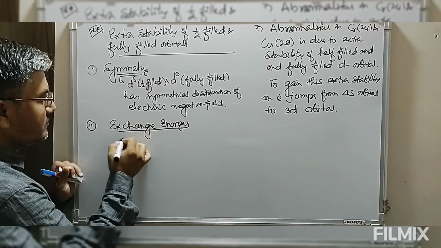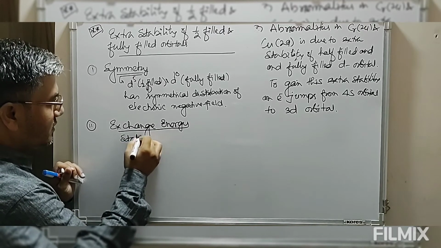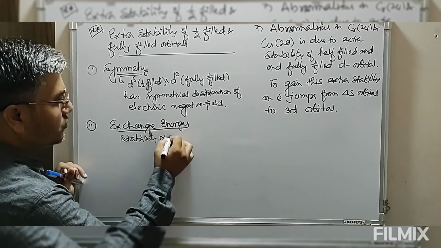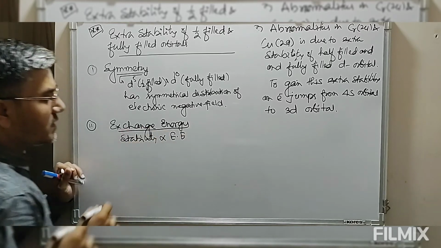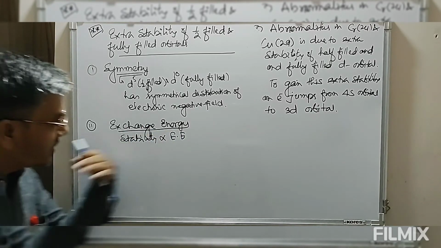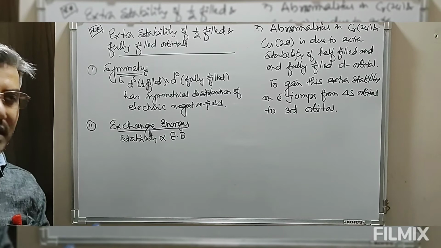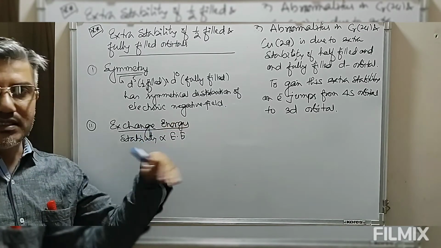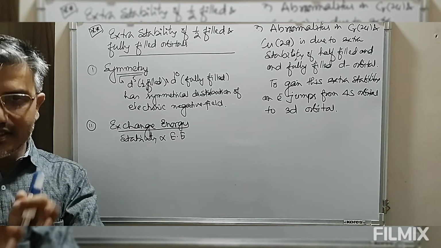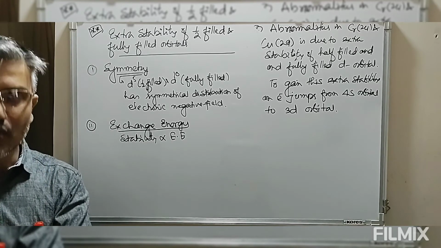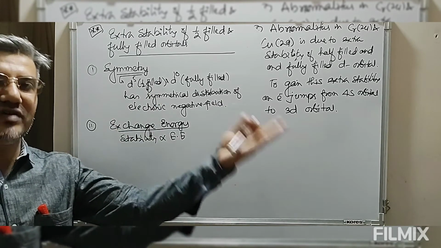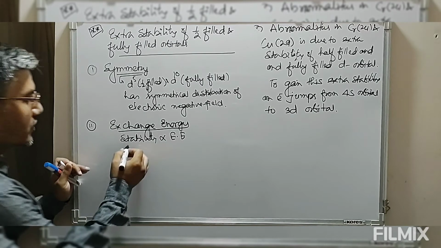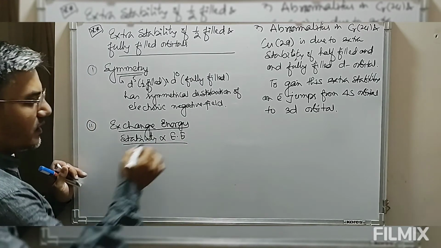So stability is proportional to exchange energy. So the more the exchange energy, the more stable the spin. Because of this exchange energy, electrons will release some amount of energy. When the energy decreases, stability is gained. So we have seen that stability is proportional to exchange energy.